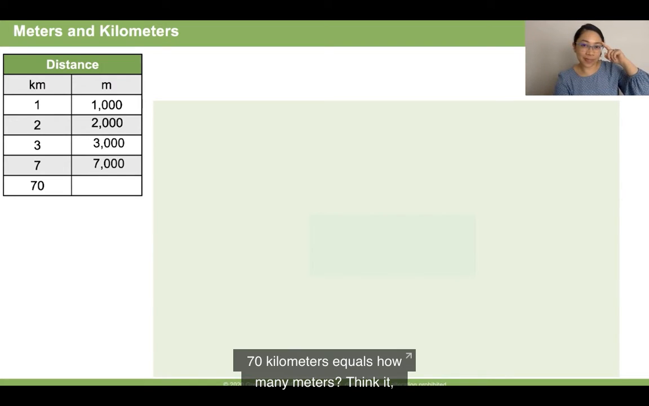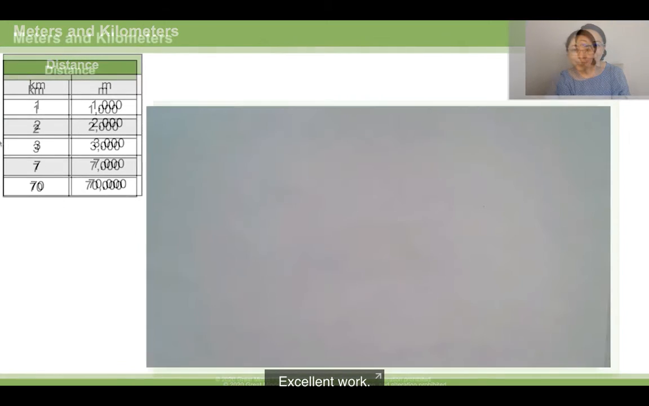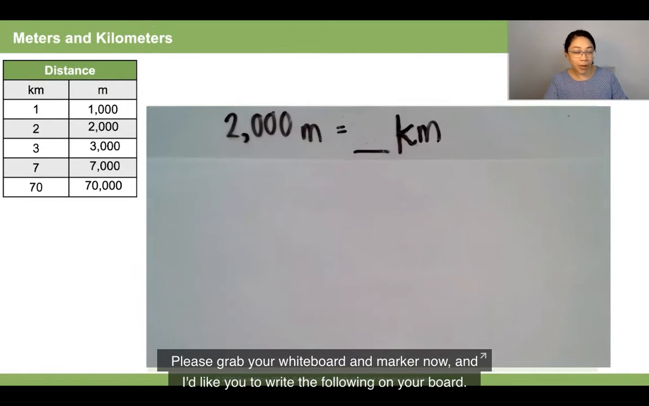Think it. Say it. 70,000 meters. Excellent work. Please grab your whiteboard and marker now, and I'd like you to write the following on your board.